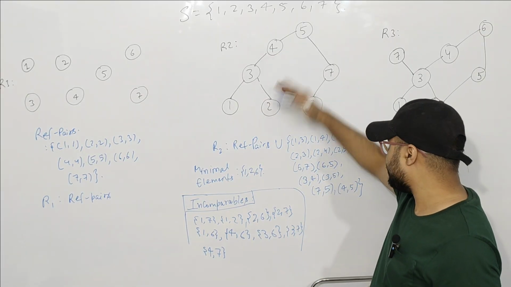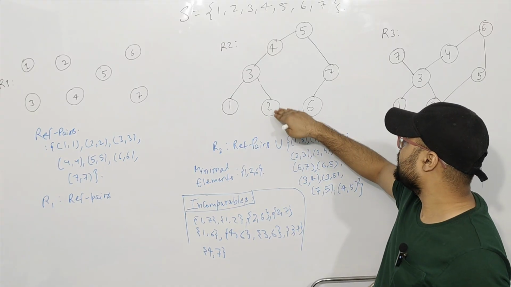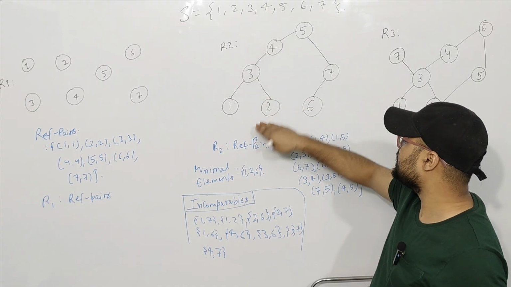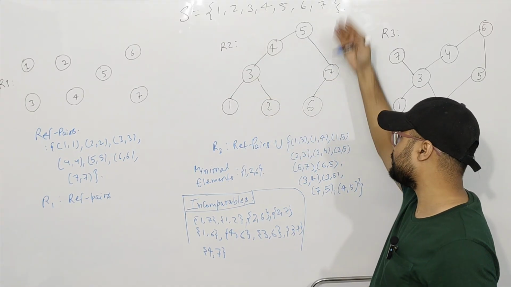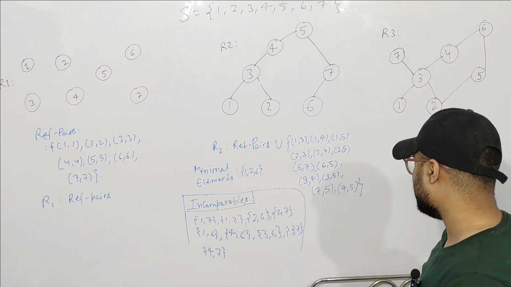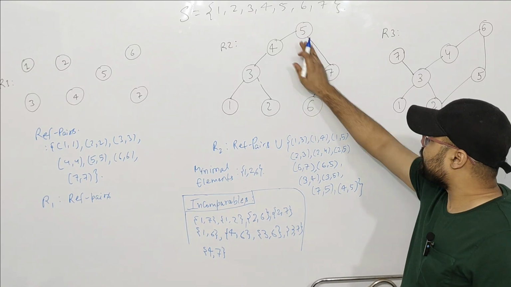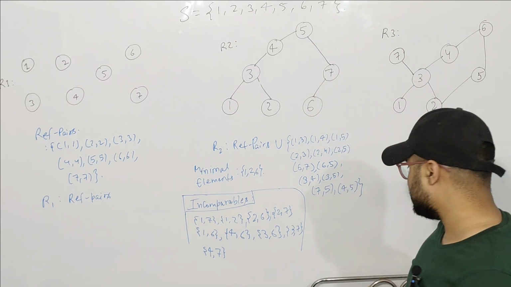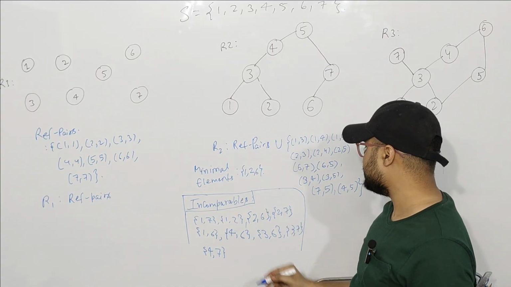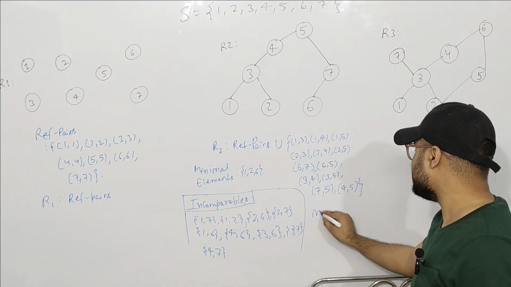Means from 3 steps above 1 and 2 you get 5, and from 5 you can't get any other ordered pair. So 5 here is a maximal element. Okay, minimal elements is this, maximal element is 5.